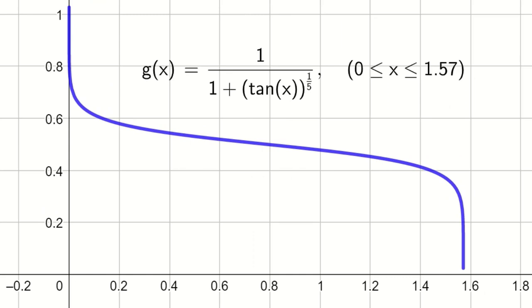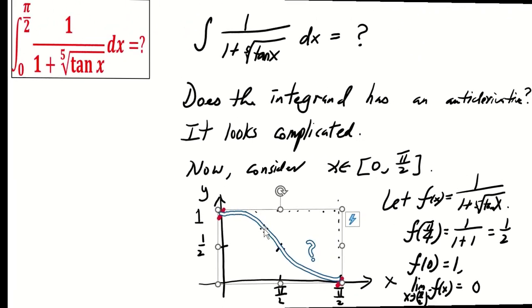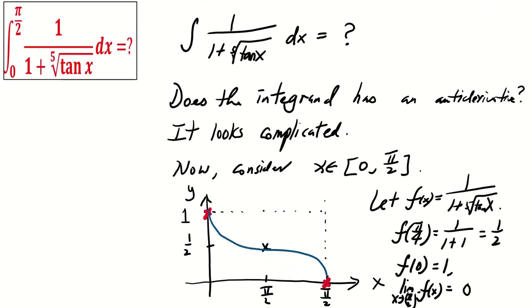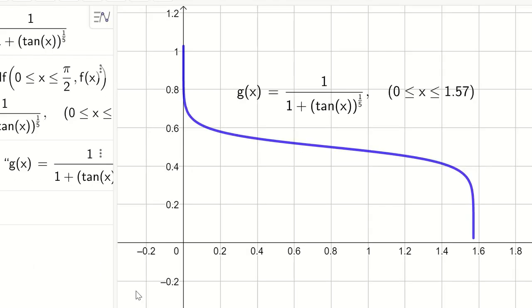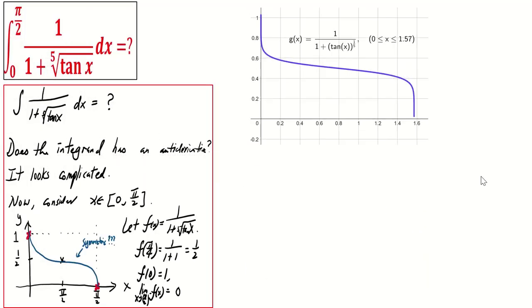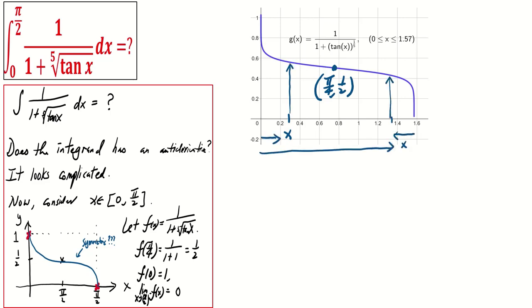So as shown, this is the graph of the function from 0 to pi over 2, which looks very symmetrical about the point (pi over 4, 1/2). Let us look at this problem again and ask ourselves whether there is symmetry about this point. We can label the x-coordinate of any point before pi over 4 and the corresponding point after pi over 4.